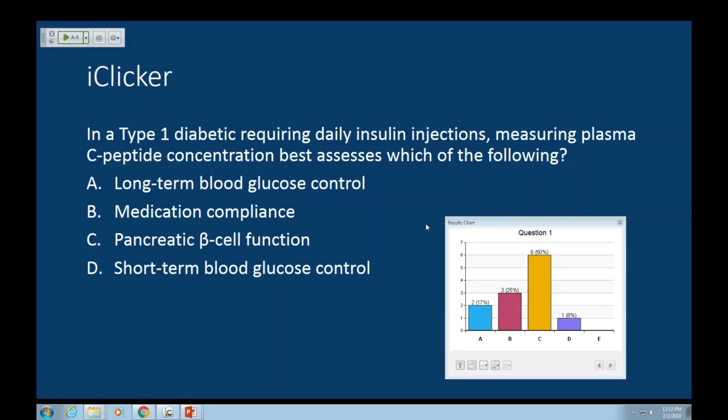Okay, pretty good. So if I were to ask you a question, if I were an MCAT writer and I wanted to test your knowledge of the life cycle of hormones and how they're cleaved before they're active, this is what I would write. A type 1 diabetic requiring insulin injections. We're measuring C-peptide concentration. If you remember, C-peptide stands for connecting peptide, and it's cleaved before insulin is eventually exocytosed from the cell.